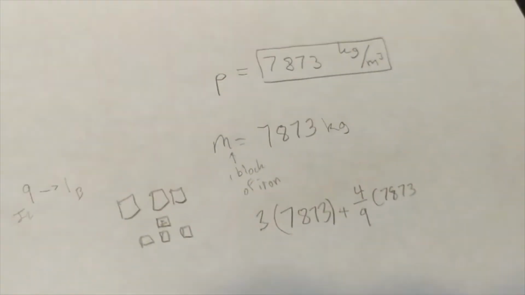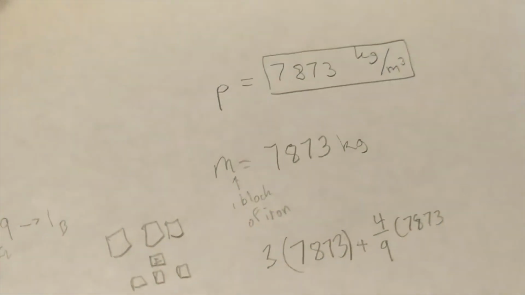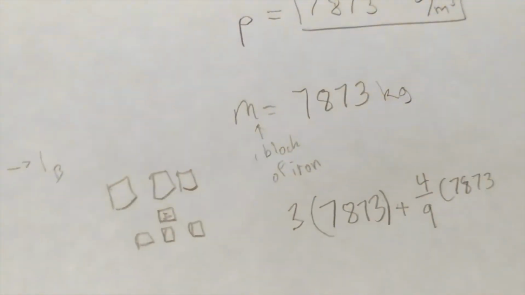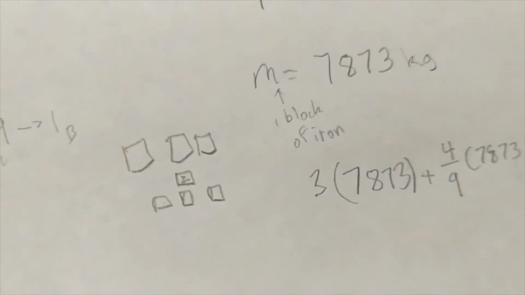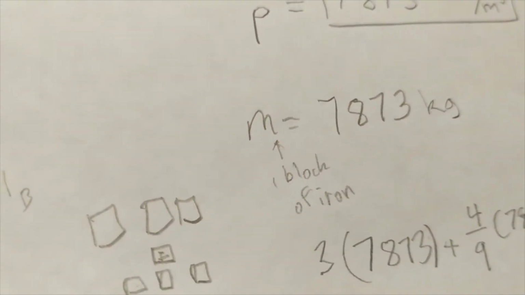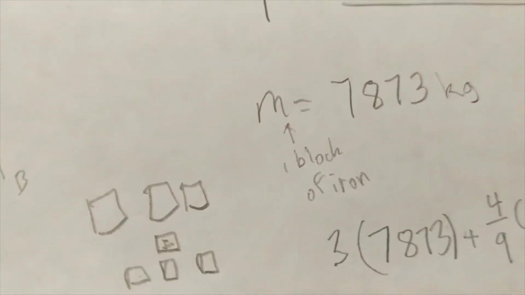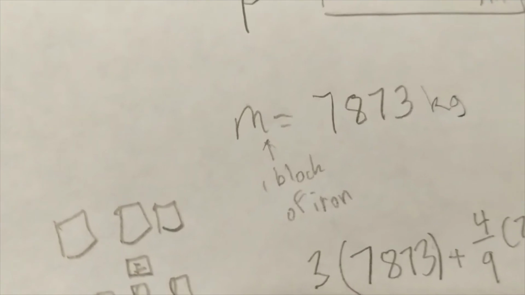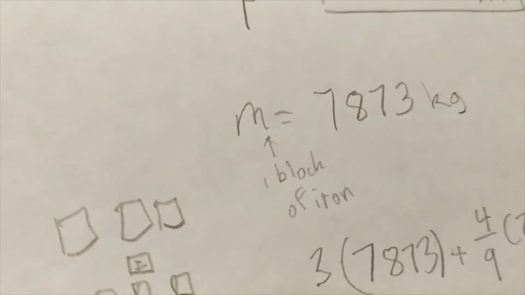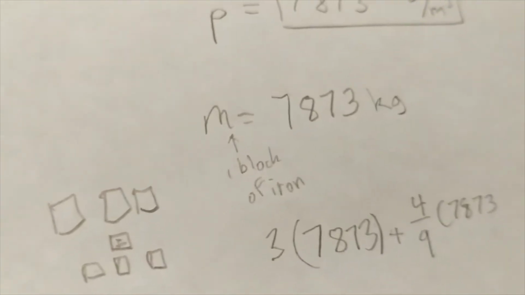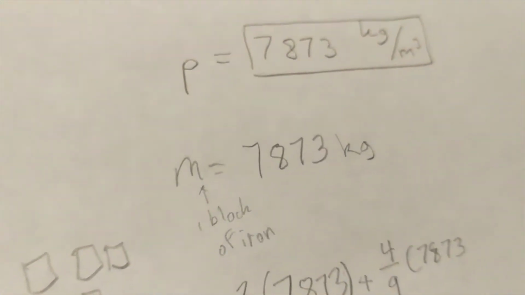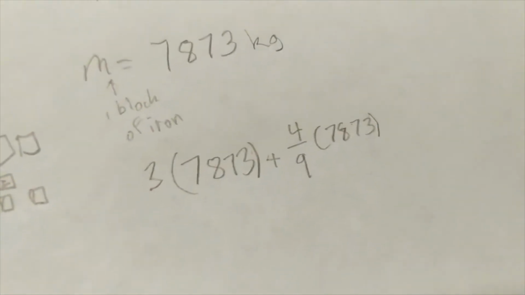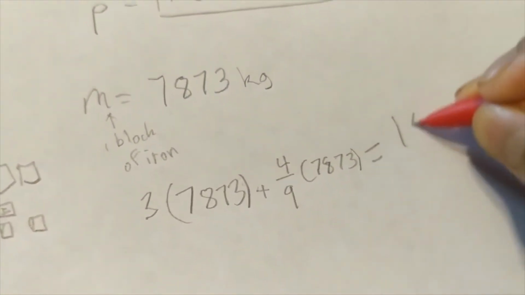Now I'm going to calculate this really quick. 7,873 times 3. Ooh, that's a lot. Okay. Then what we're going to do, 4/9, 4 divided by 9 times 7,873. Oh, forgot the parentheses in the text right here. Let's see if I can align my pencil up. Okay, so that is going to be the mass of 1 anvil.